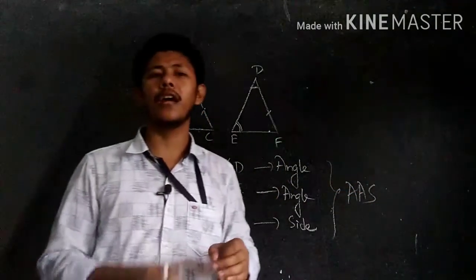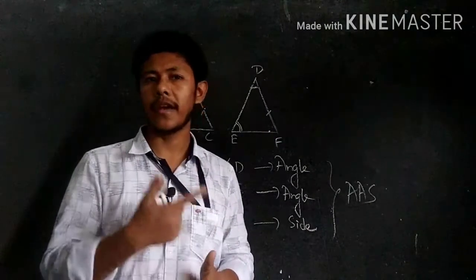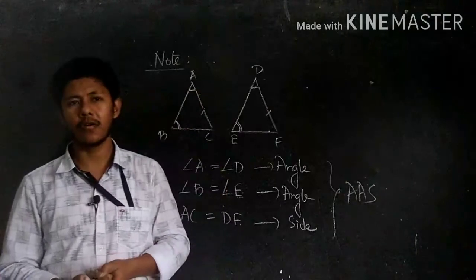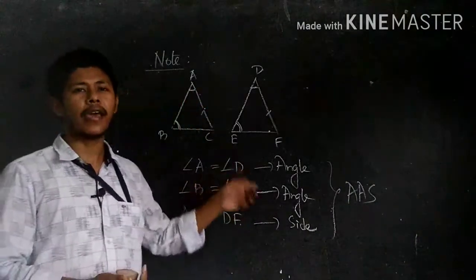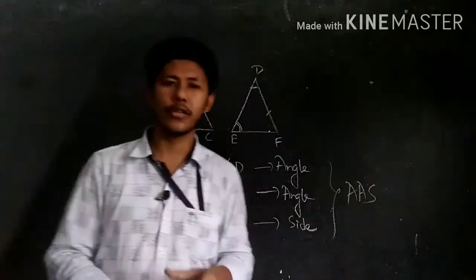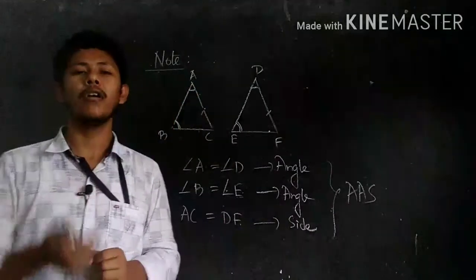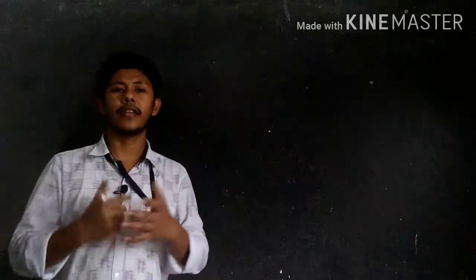So mainly here we get three congruence rules. The first one is the axiom, side, angle, side. The second one is theorem 7.1, angle, side, angle, and the last one is the angle, angle, side congruence rule. With the help of these three congruence rules, we have to complete our first exercise. Is it clear? Okay, so now to apply this congruence rule, let's take an example.